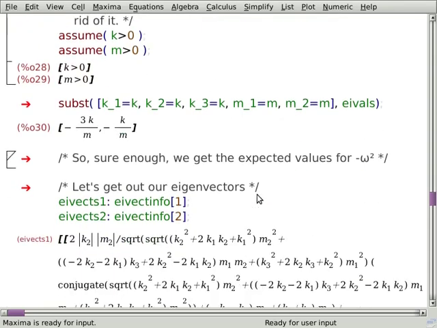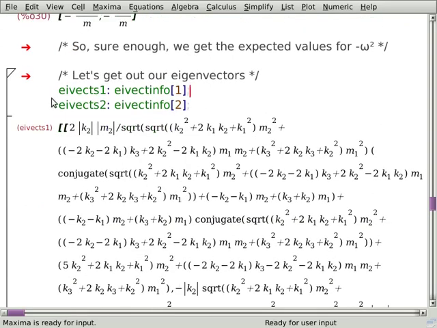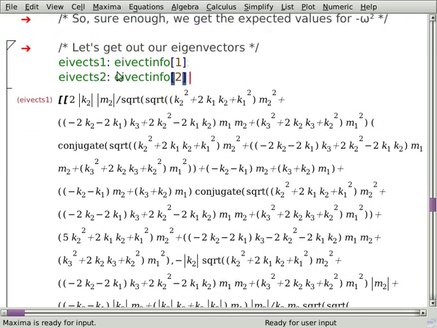Let's get our eigenvectors out. So the first eigenvectors, IIVX1 and IIVX2, remember these are the eigenvectors that go with the first eigenvalue. These are the eigenvectors that go with the second eigenvalue. There'll only be one in each case, but just in case there was more than one, Maxima gives you a list of lists.